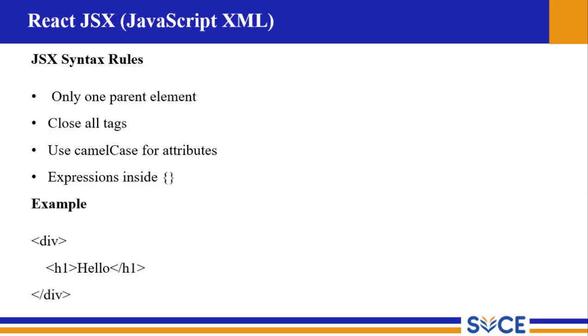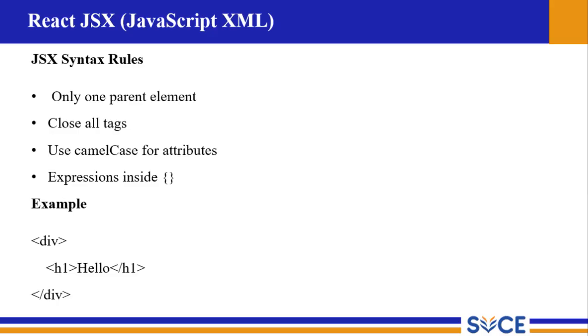For example, suppose we have a variable called name that stores the value John. Instead of typing the name directly into the HTML, we write the variable inside curly braces. React automatically replaces the variable with its actual value and displays it on the web page.